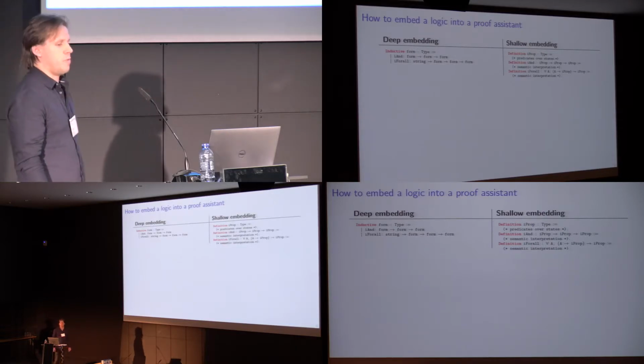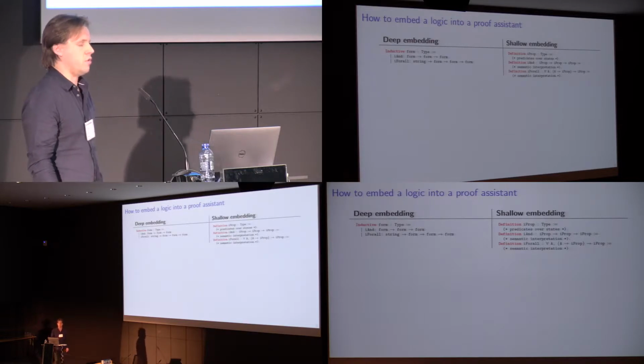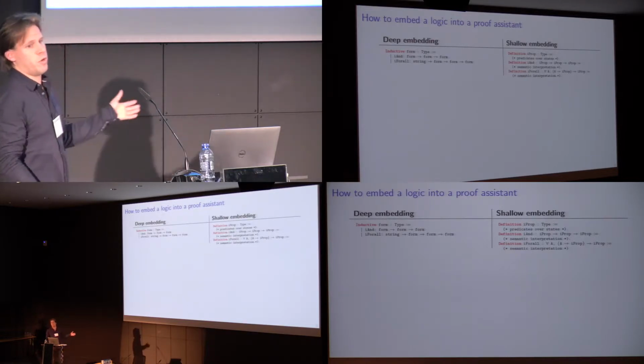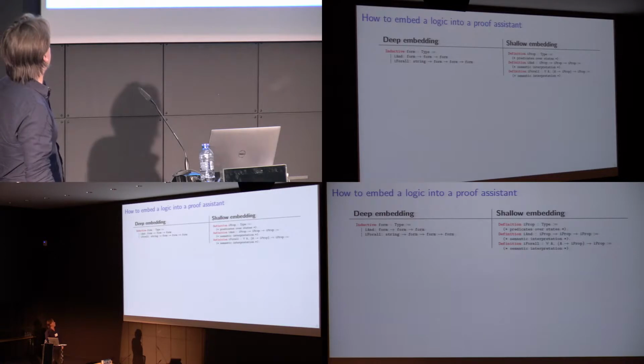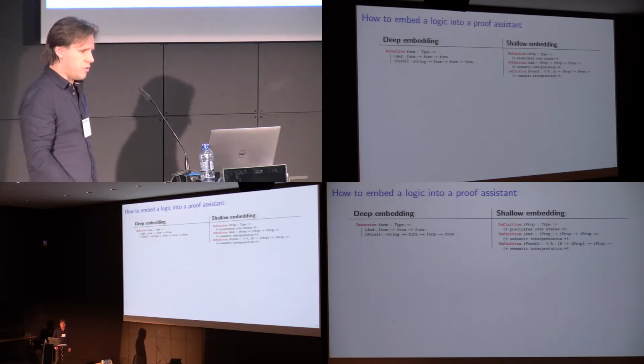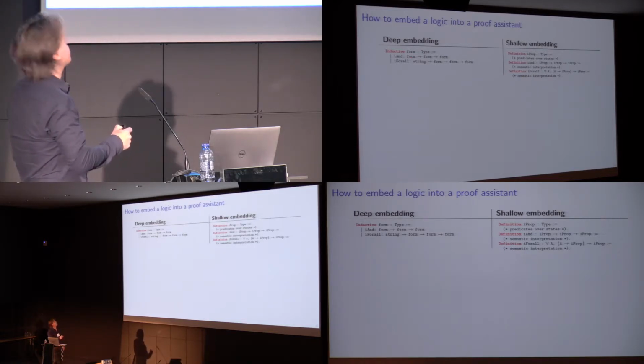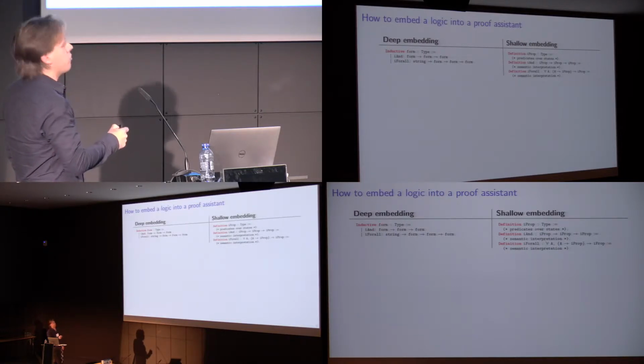Let me first try to explain how one would typically embed a logic in a theorem prover. There are two typical ways of doing it. One is a so-called deep embedding, and the other is a so-called shallow embedding. Whenever you have a deep embedding, then you really define an explicit syntax for the formulas of your logic. Like here we have an inductive data type, and then we have a connector for AND and for all, etc.